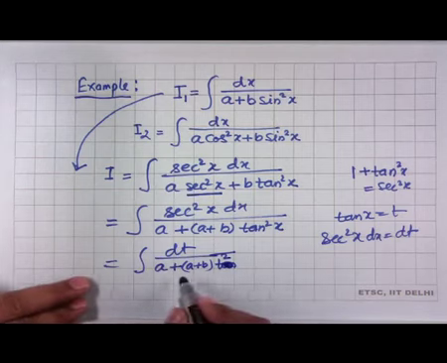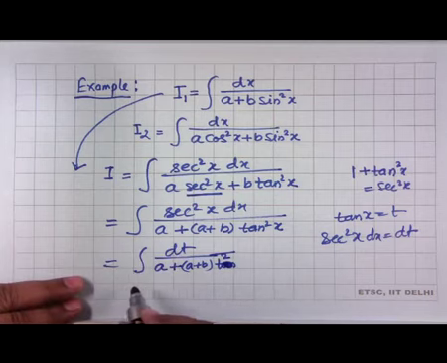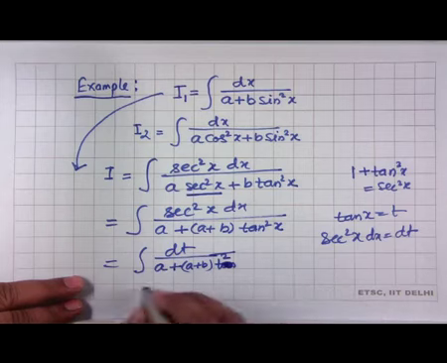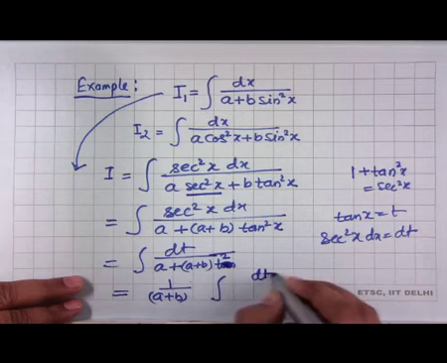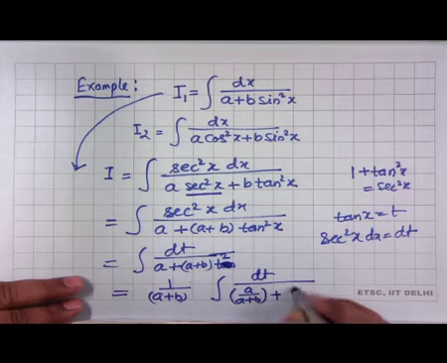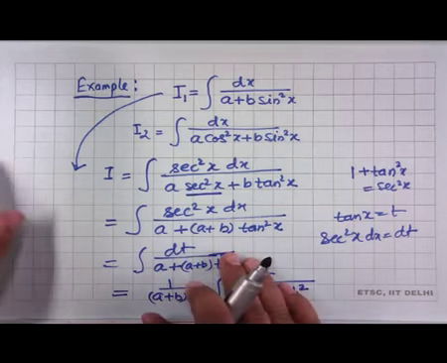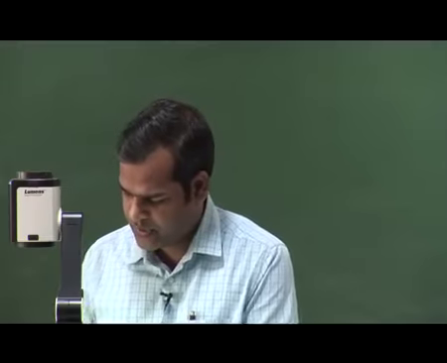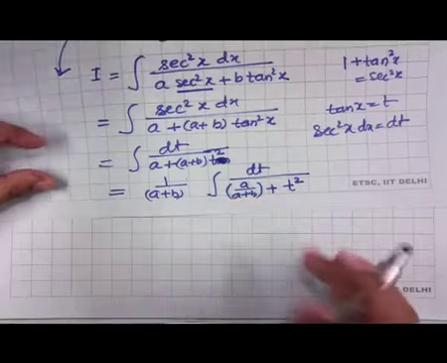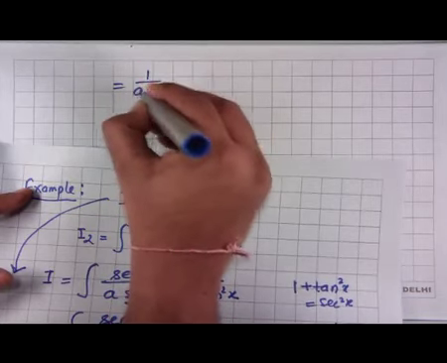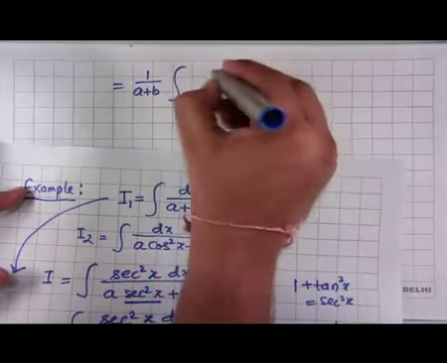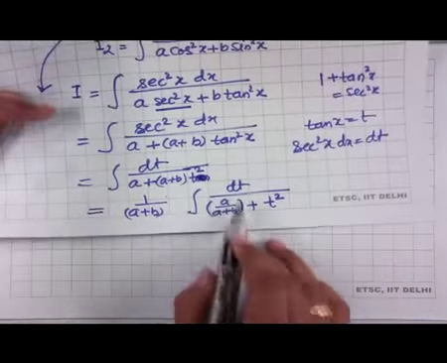This is close to the form dt by t square plus a square. The only thing is that we need to take a plus b as common. So, if we take 1 by a plus b as common from the denominator, the form will be converted into dt upon a by a plus b plus t squared. This is now a well known formula. If I think of a by a plus b as alpha squared, then we have 1 by a plus b times the integration.